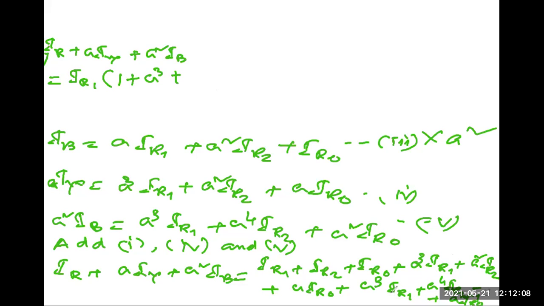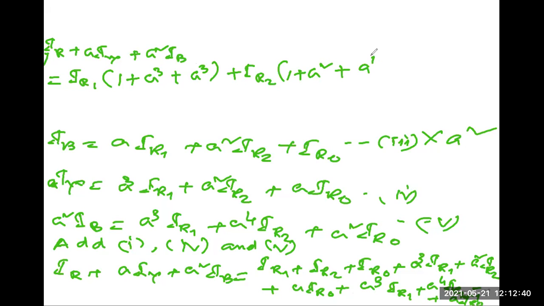Yes or no? Yes, sir. So this would be A cube. Plus, now we'll write IR2. IR2 will be 1 plus, and where is the other IR2? This is A square into IR2, so we'll write A square here, plus A to the power 4 IR2.